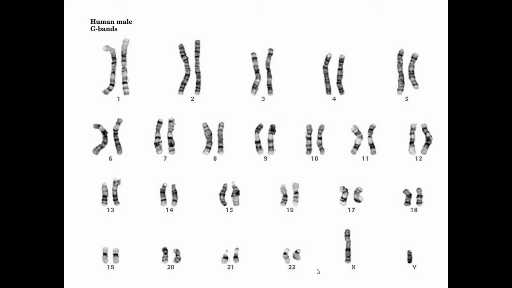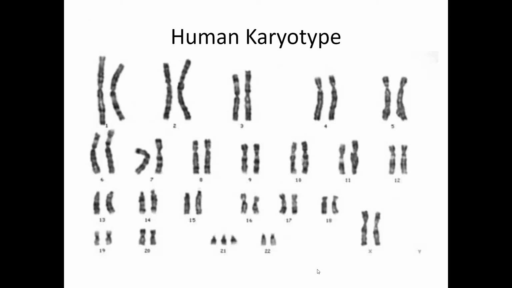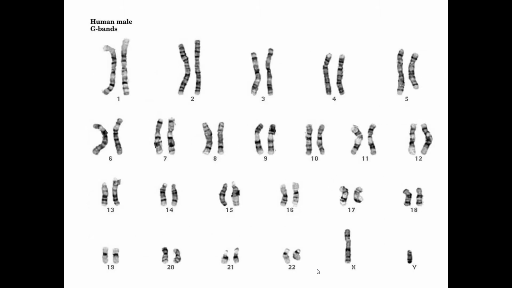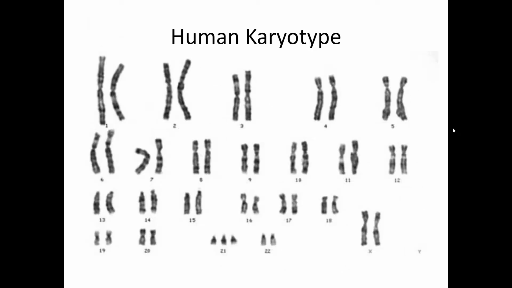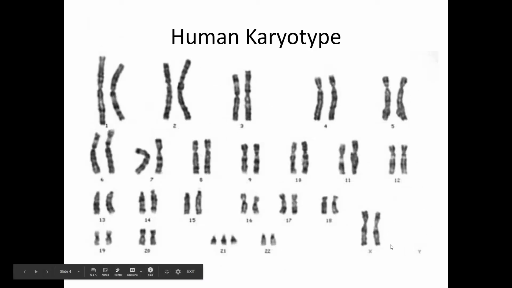A picture of chromosomes is called a karyotype, and here you see a karyotype, and here you see another karyotype. This particular karyotype is one of a male. You can see here a single X chromosome, and a Y chromosome is this little guy over here. But otherwise, there are 22 homologous pairs, and these are your autosomes. Here is a female karyotype, and you see the two X chromosomes and no Y.